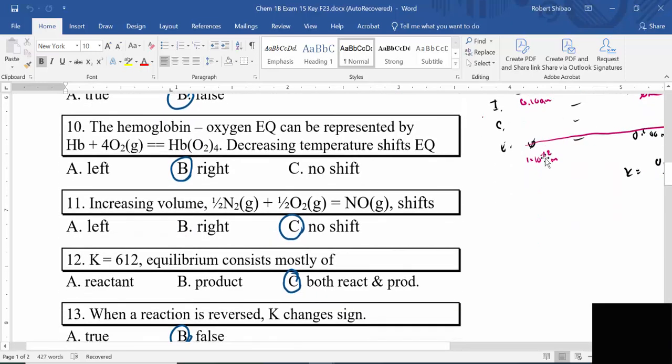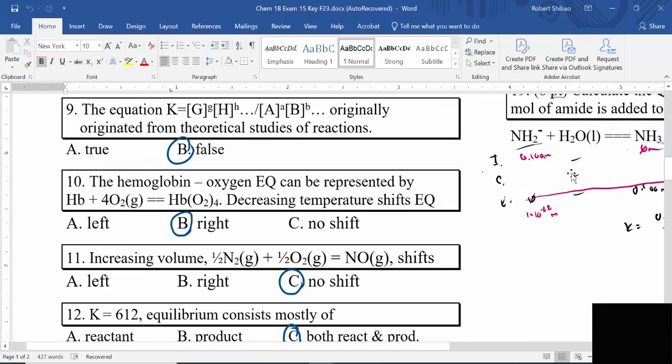Number 10, hemoglobin. The hemoglobin oxygen equilibrium can be represented by this equation, Hb for hemoglobin, which has iron 2 in it, combining with 4 O2s to make this complex. Decreasing the temperature shifts the equilibrium. So decreasing temperature favors the endothermic or the exothermic direction? Exothermic. And increasing temperature favors the endothermic direction.